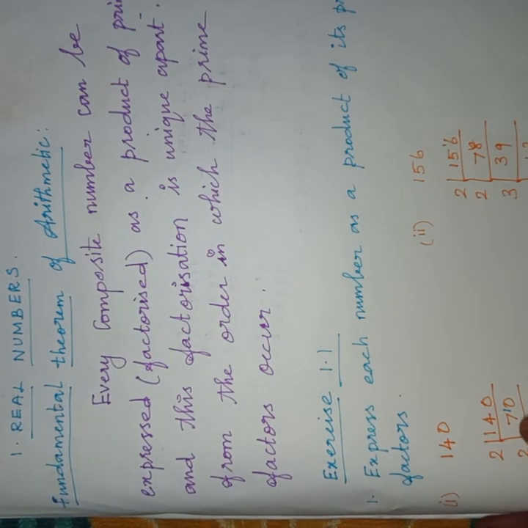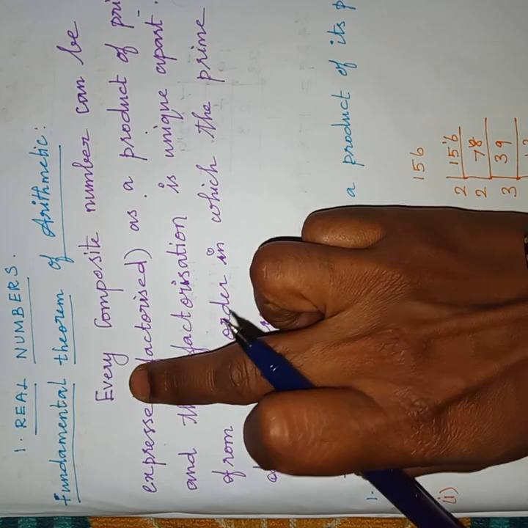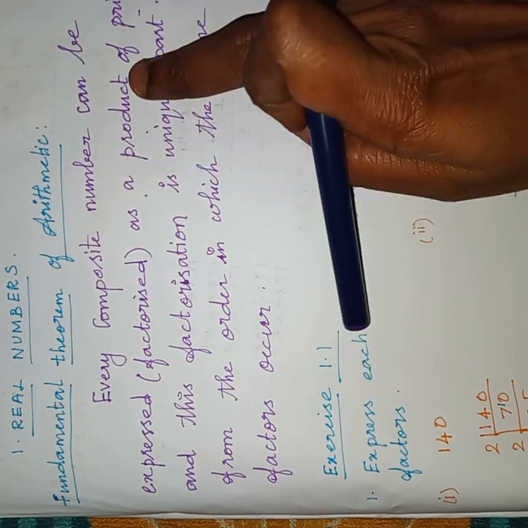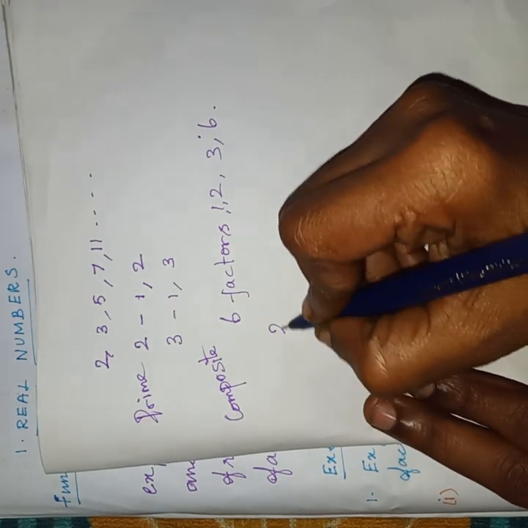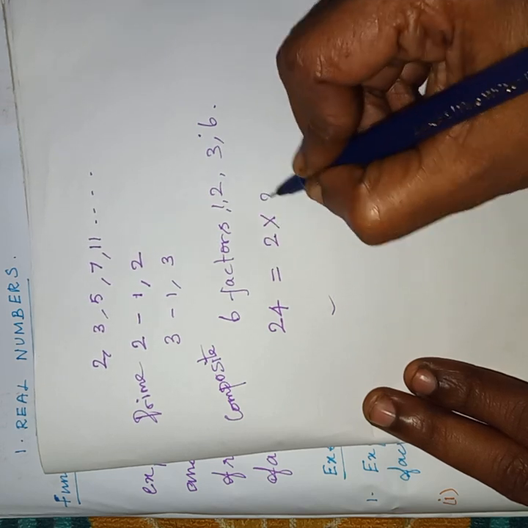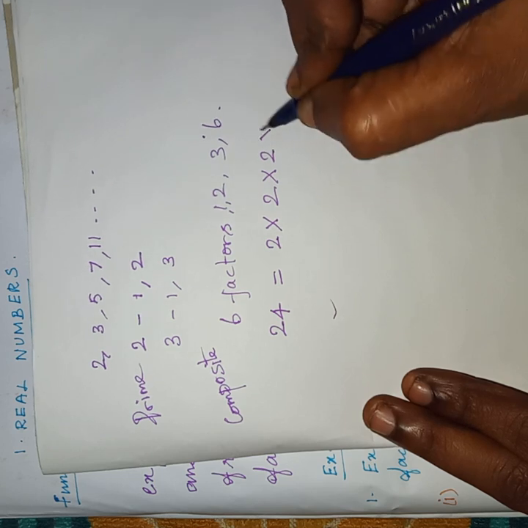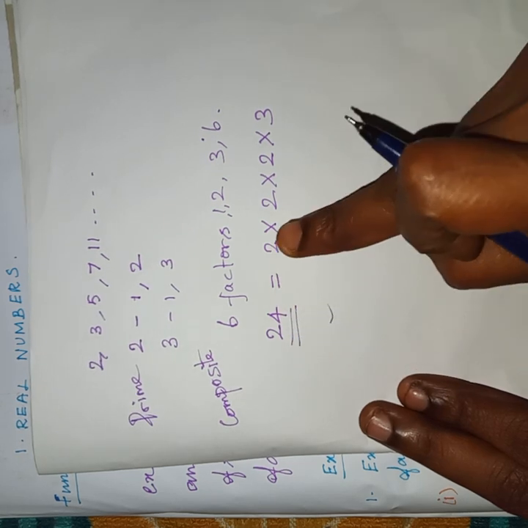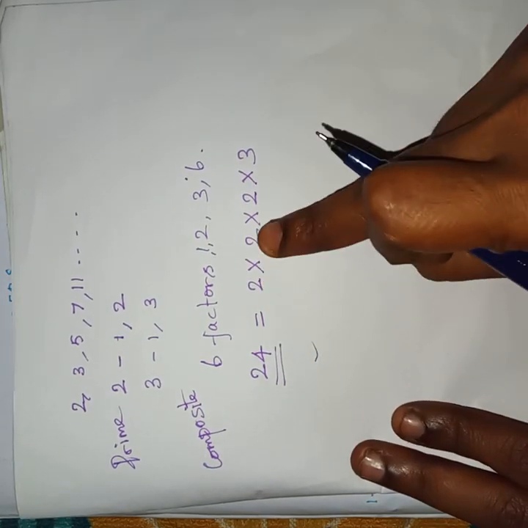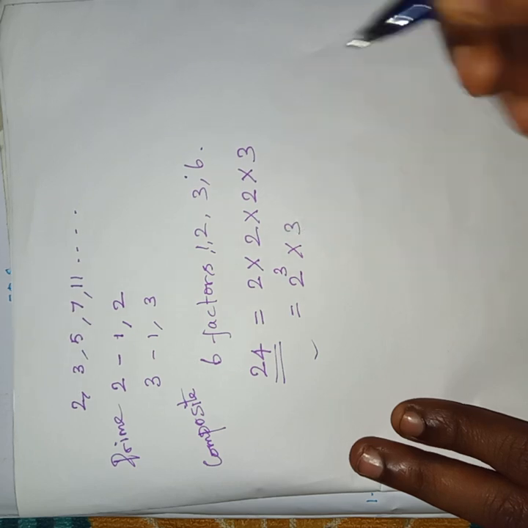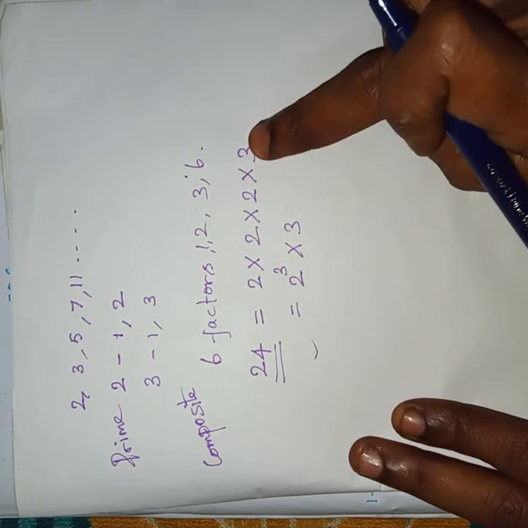Now we come over to the theorem. In this theorem, they are telling that every composite number can be expressed as a product of primes. That means if we take the composite number 24, it can be expressed as a product of prime numbers: 2 2s are 4, 4 2s are 8, 8 3s are 24. So we can express 24 as a product of primes, 2 into 2 into 2 into 3. That is 2 power 3 into 3.